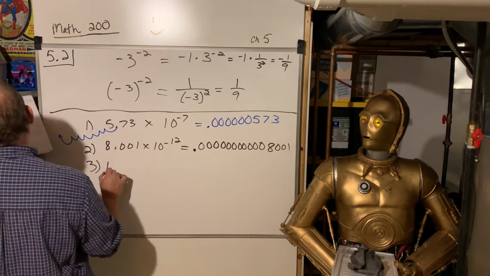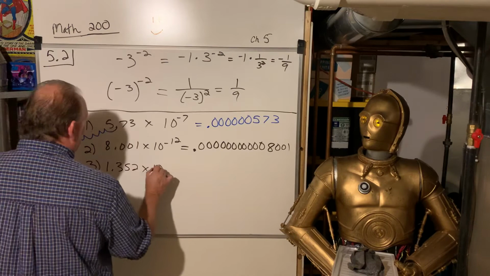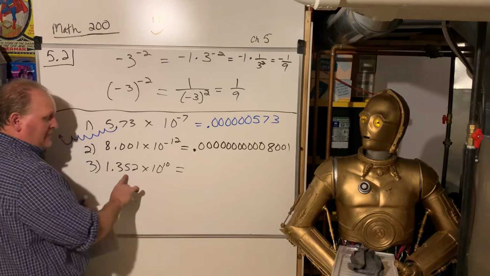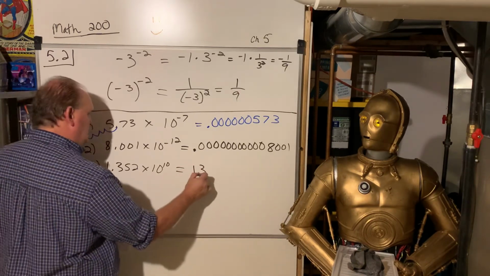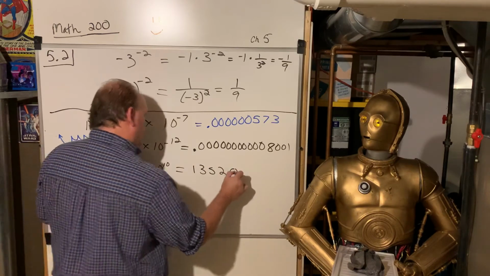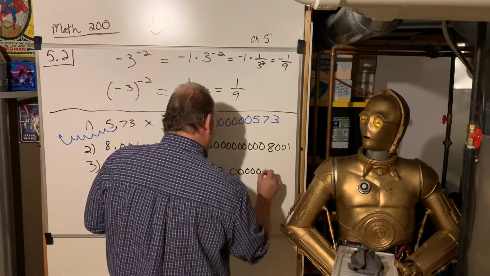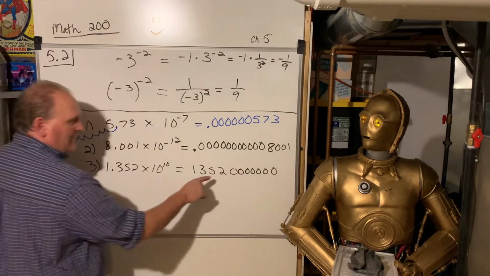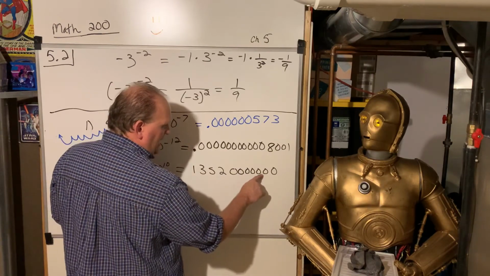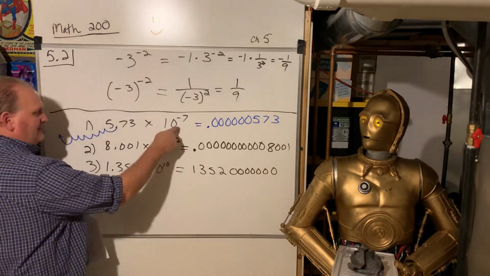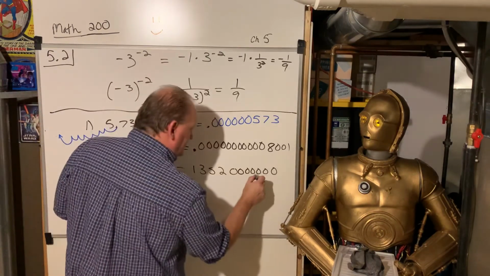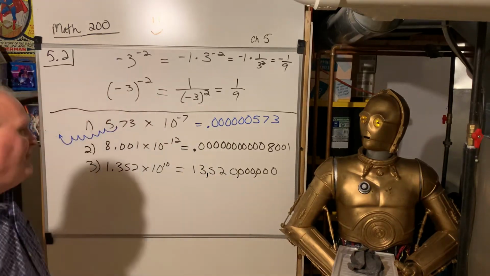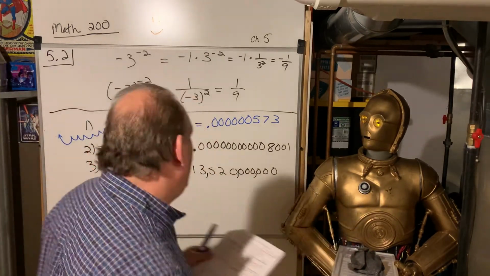Number 3, 1.352 times 10 to the 10th. So this is a very large number, so we're going the other way. We're going to count 10 spots to the right but I'm not going to add 10 zeros. I'm going to add 7 zeros only, because 3 places were taken already. So 1, 2, 3, and then 4, 5, 6, 7, 8, 9, 10. That's what I looked at when I was doing that one. All right, so what is that? That is one big Twinkie. 13 trillion 520 billion would be that number.